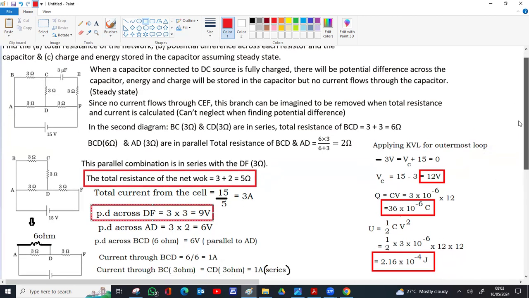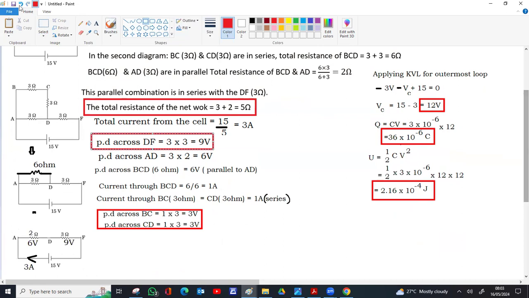I'll just show you once more. The 3 ampere starts from here. The same 3 ampere flows through these two resistors. That's why 3 into 2, 6 volts, 3 into 3, 9 volts. And the current will reach here. This is 6 volts, this also 6 volts, both are 6 volts.